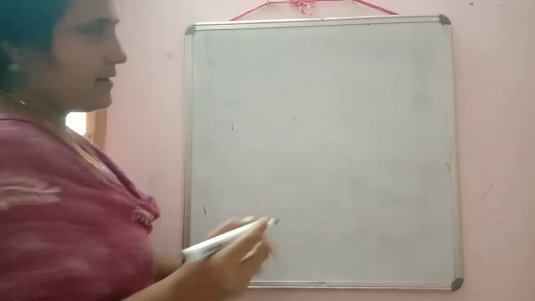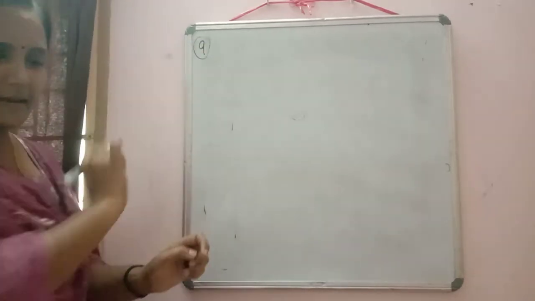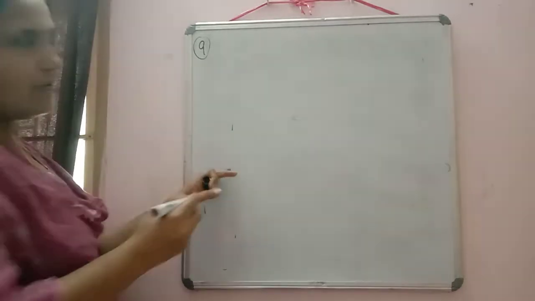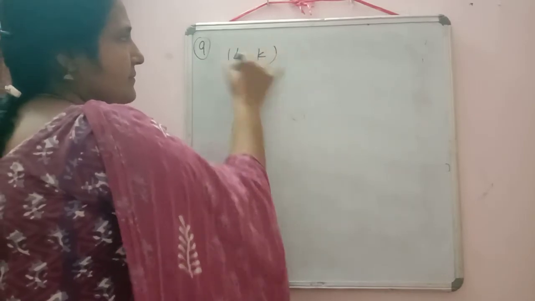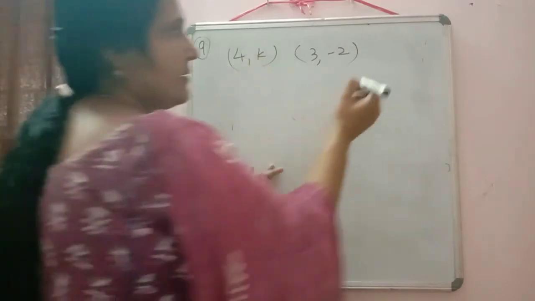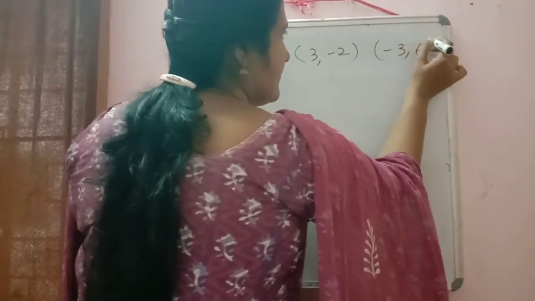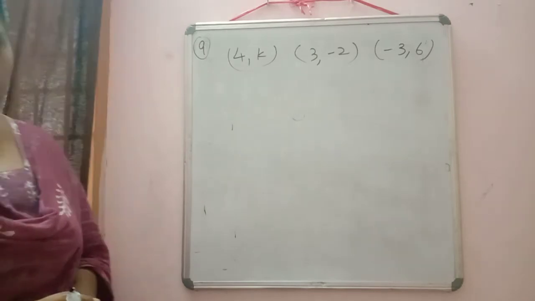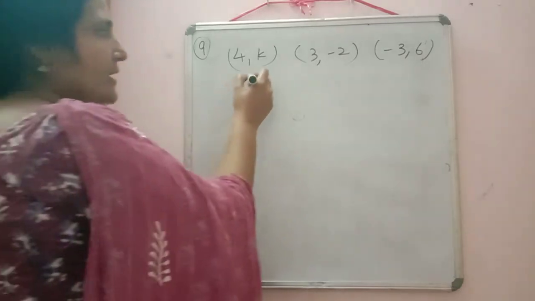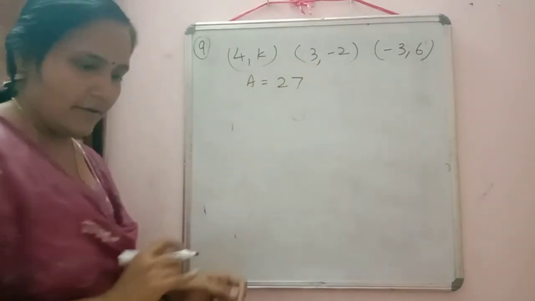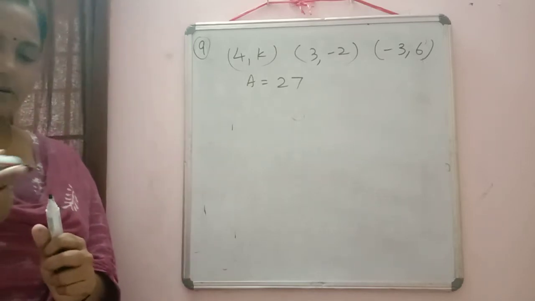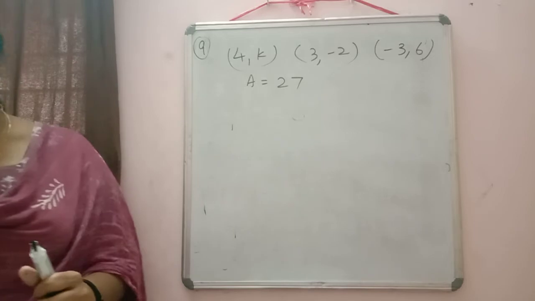Next is question number 9. Just to check the number there, question number 9. If the vertices of a triangle are 4 comma k, 3 comma minus 2 and minus 3 comma 6. Vertices of the triangle are given and its area is also given. Area is equal to 27. We have to find out the value of k.